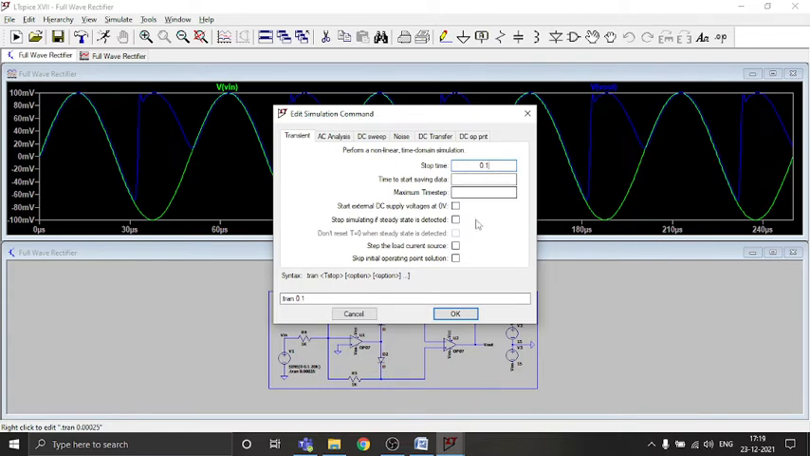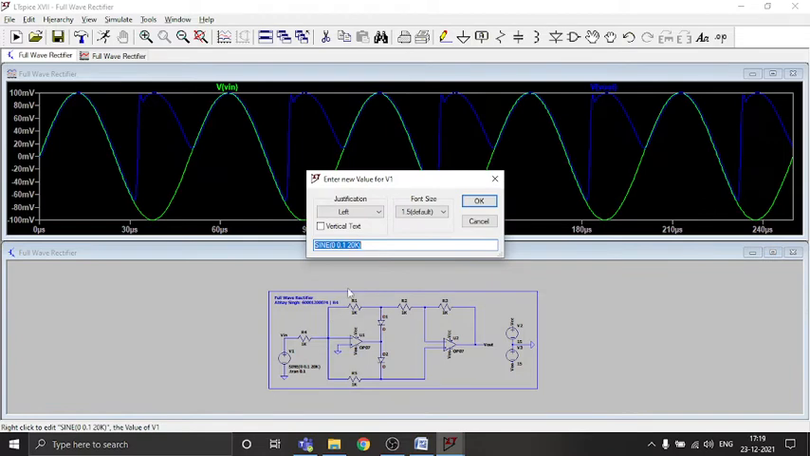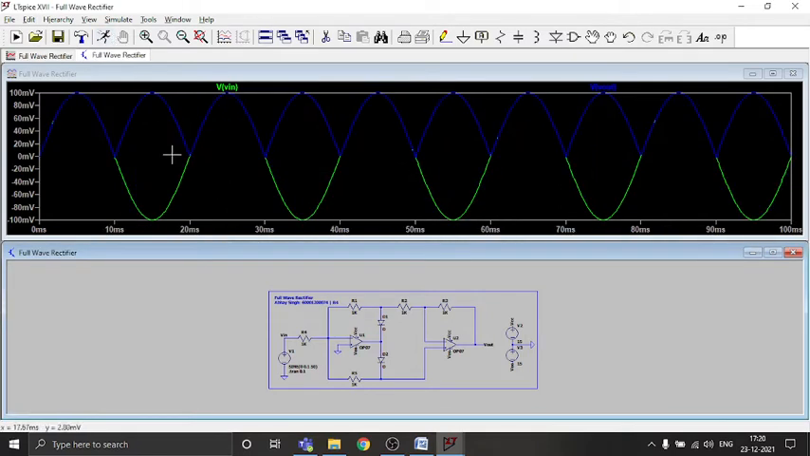So I have given my transient as 0.1, and I am changing my frequency to 50 Hertz. Prior it was 20 kilohertz. Now again I am going to run the simulation. After running the simulation, you can see on the display it is giving a fully rectified output. So the circuit name is full wave rectifier. It is rectifying full waves.